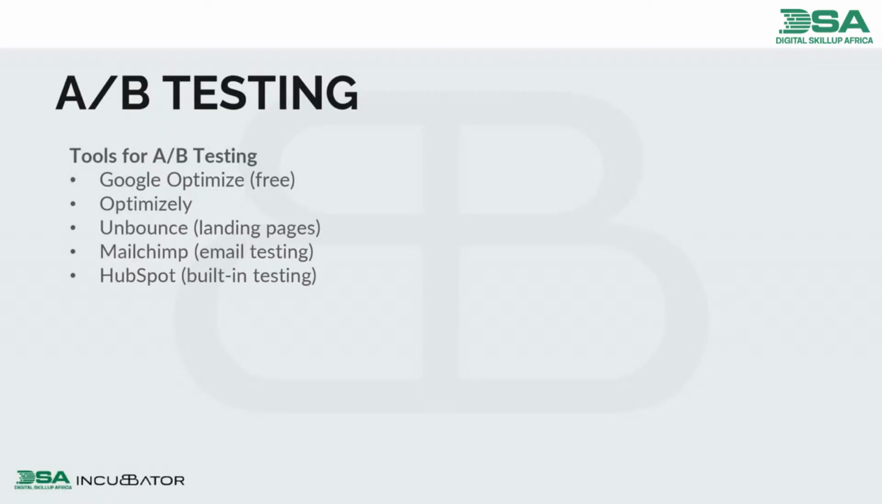Now, some tools that you can use for A/B testing: tools like Google Optimize, which is free. You can use Optimizely. Then you can use Unbounce. Unbounce is usually used for landing pages. So when you check out these tools, they're actually very easy to use. You would also find templates for all of that.